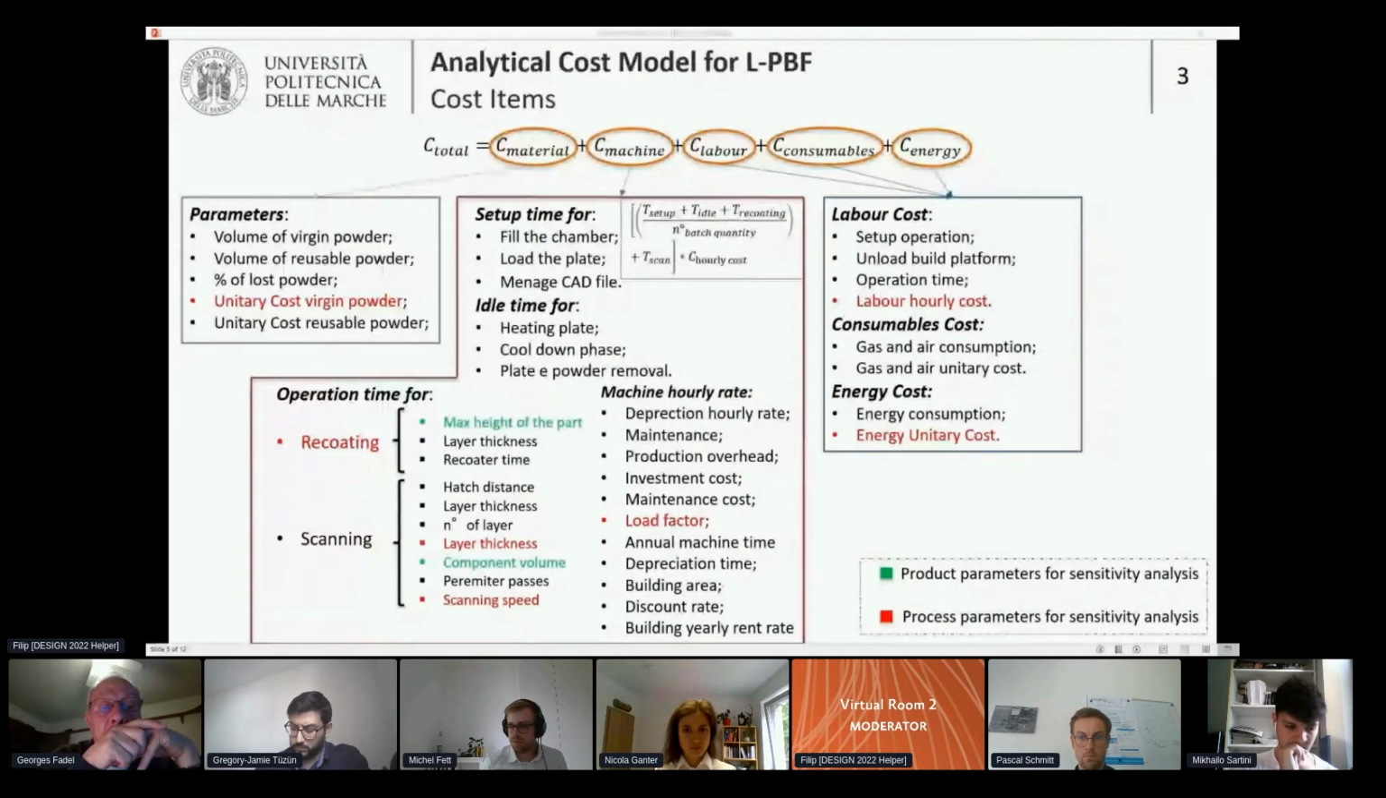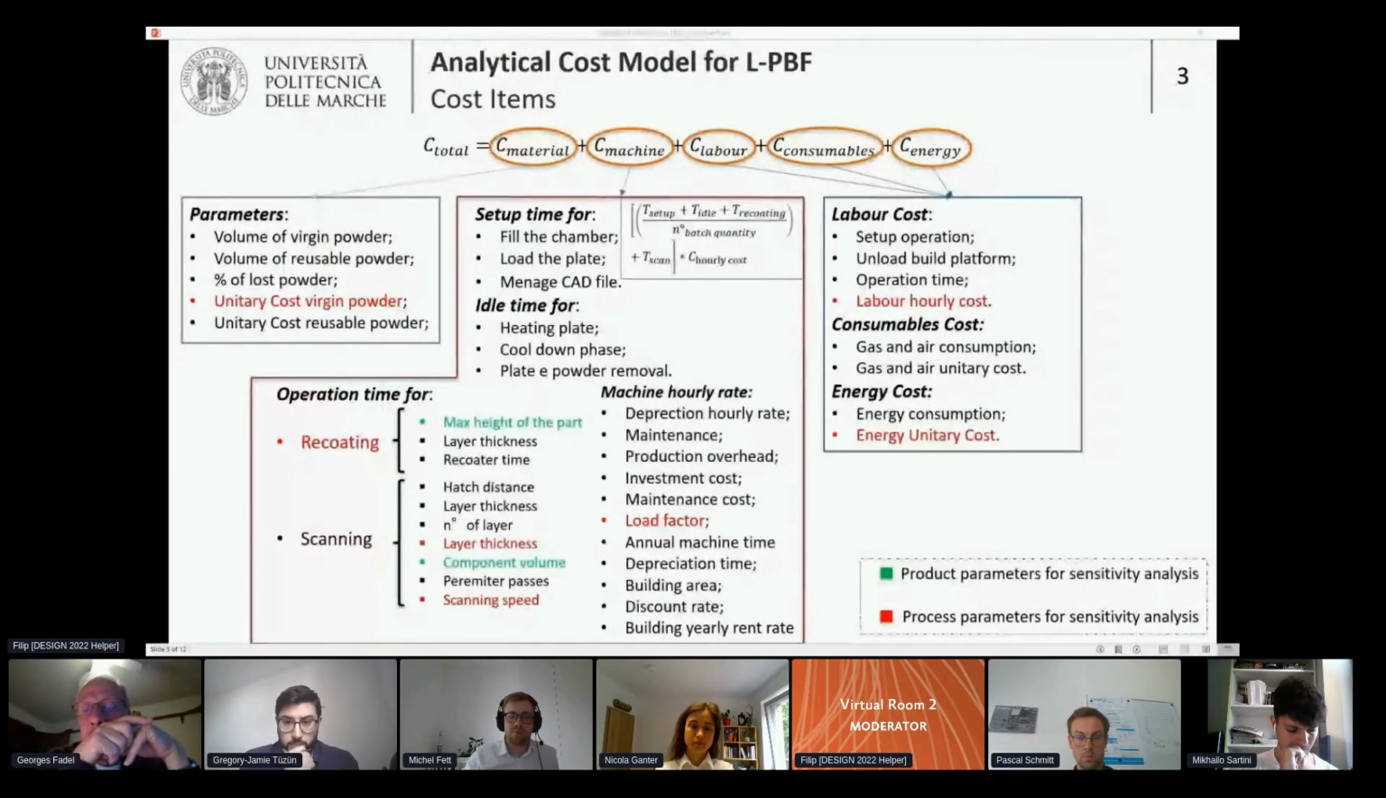Of course, it also depends on the scanning speed of the laser, given by the linear energy density and the laser power. The cost is then obtained by multiplying this time with the hourly machine rate. It depends on the hourly rate of depreciation, maintenance, and production overhead. This hourly rate further depends on more precise data, the load factor above all.